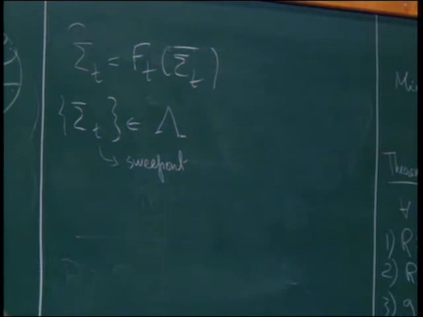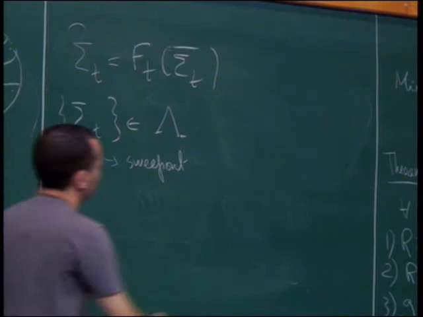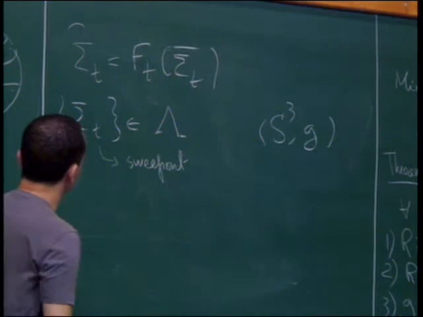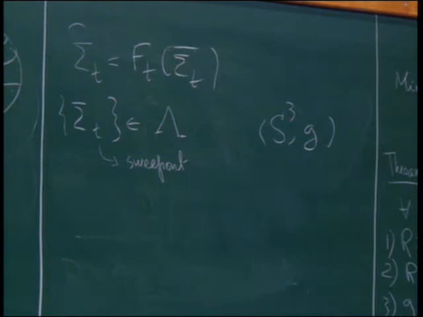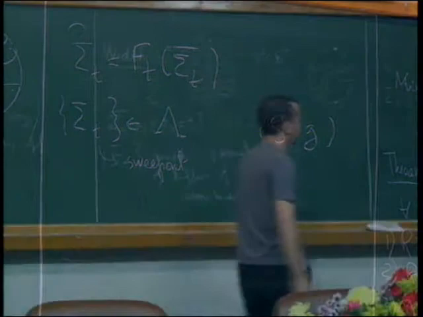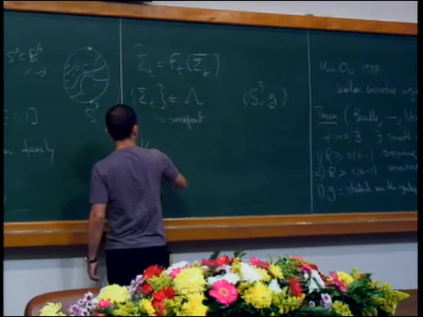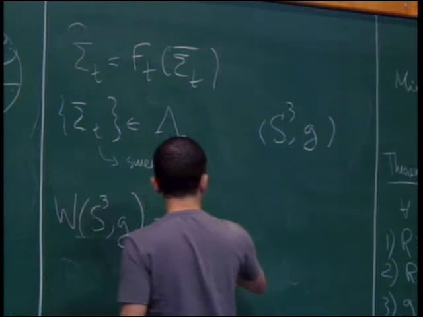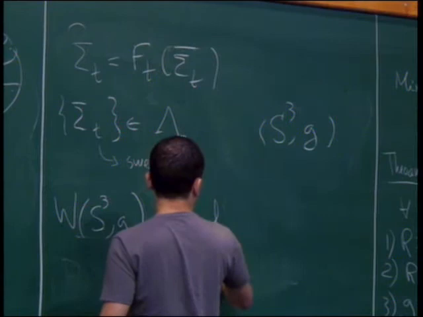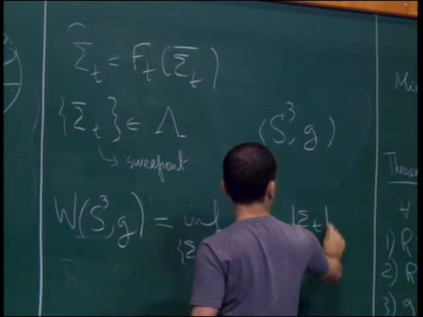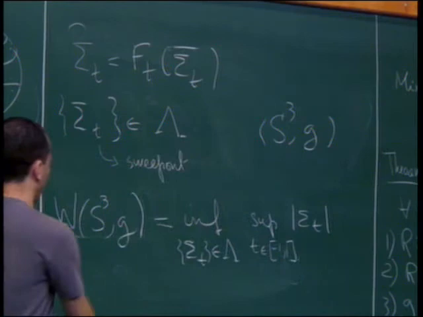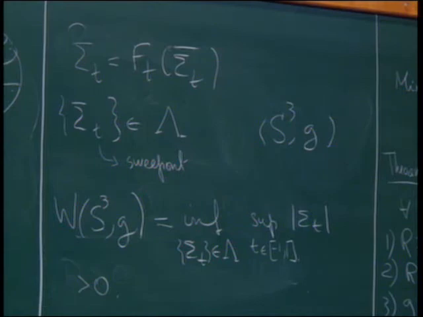And then what you do is if you start with any given metric on S3, for each sweepout like this, you look at the surface which has the largest area, right? And then after you do this, you minimize this area over all sweepouts. So it's a minmax invariant, and that's the definition of the width. So the definition is the width of the metric g is just the infimum over all sweepouts of the supremum of areas. Right. So you can prove that this is a positive number. And there's a whole general theory which tells you that this number is actually achieved by maybe a disjoint union of minimal surfaces.